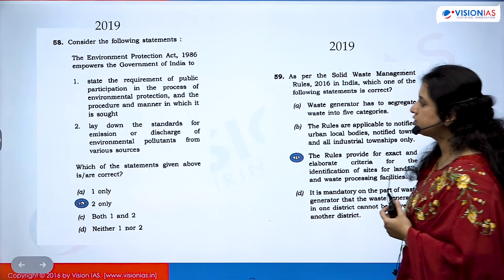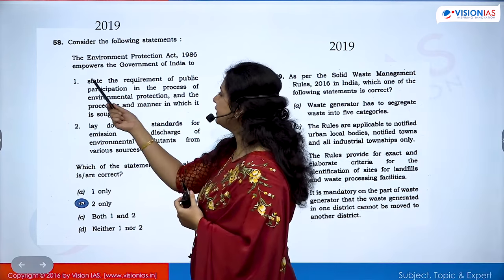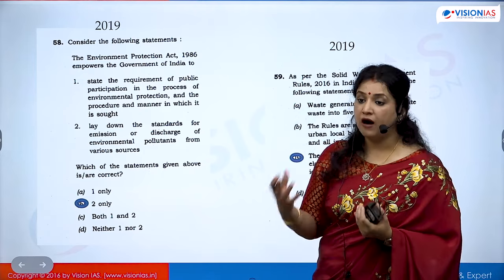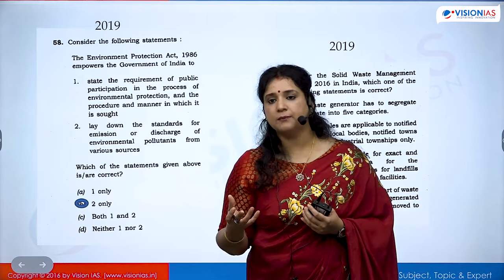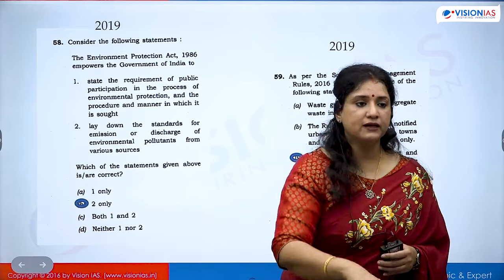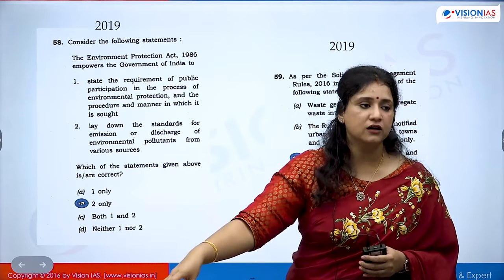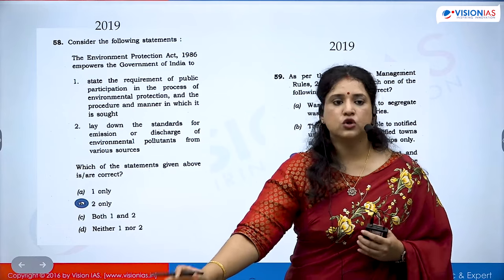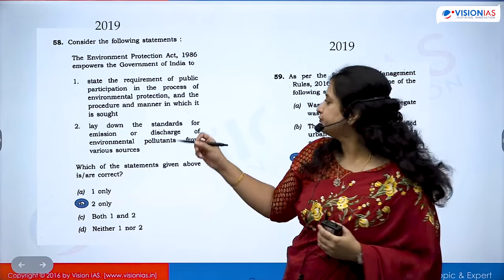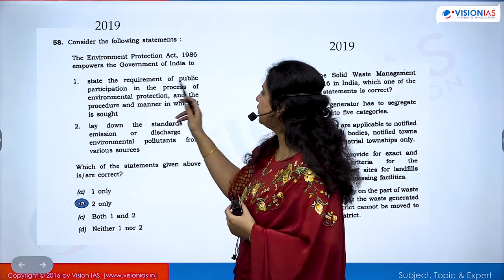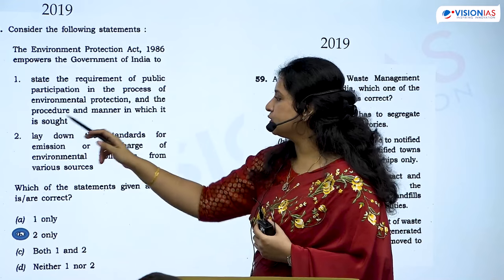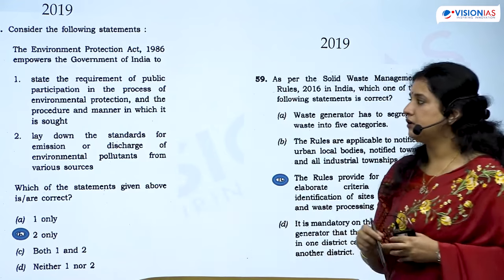Now, this question. The Environment Protection Act 1986 empowers the government of India to. So, what all powers does an act give? Dekho, act ka kaam sirf ye nahi hai ki ye bachao, wo bachao, ye protect karo. Koi kisi ko protect tabhi kar sakta hai if some authority is given the power to protect it. Okay? So, acts usually have details related to power delegation. The statement is: state the requirement of public participation in the process of environmental protection and the procedure and manner in which it is sought.